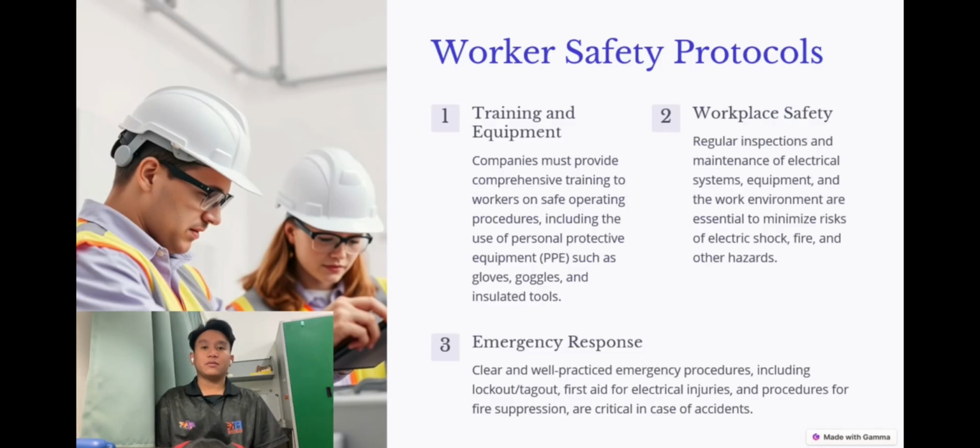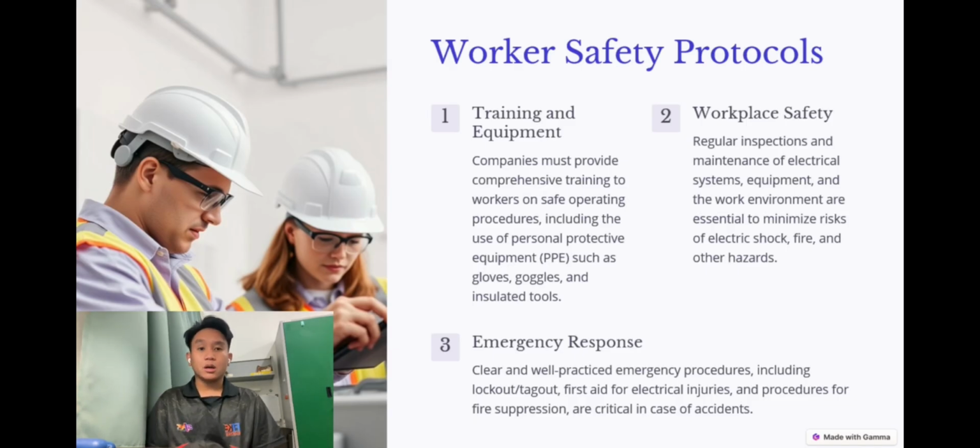Worker safety protocols. Number one is training and equipment. Companies must provide comprehensive training to workers on safe operating procedures, including the use of personal protective equipment (PPE) such as gloves, goggles, and insulated tools.